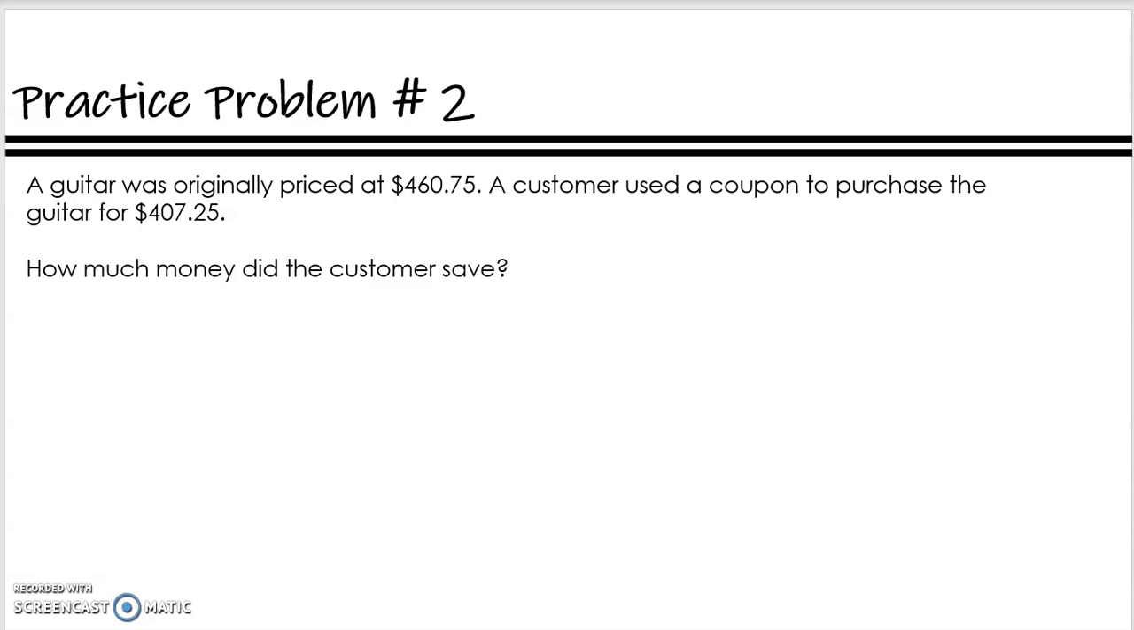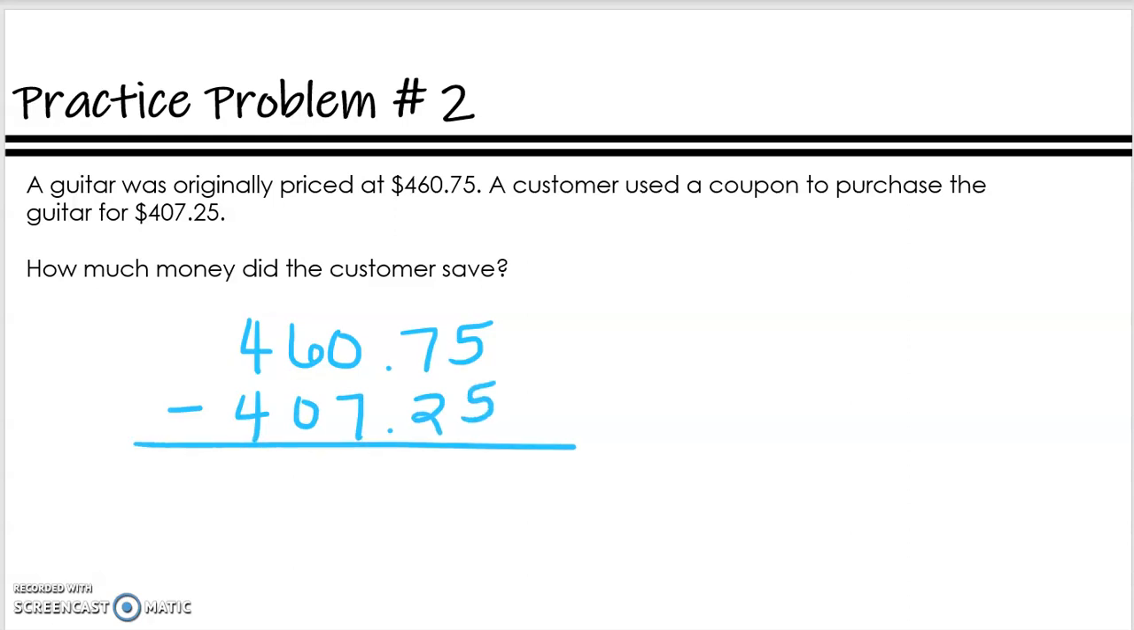A guitar was originally priced at $460.75. A customer used a coupon to purchase it for $407.25. How much did the customer save? So we're taking the original amount of the guitar and we're subtracting what they actually paid, and we're going to find the difference. Again, you have to make sure you line your place values up so that you're subtracting penny, dime, dollar, 10, 100 from the right spot.